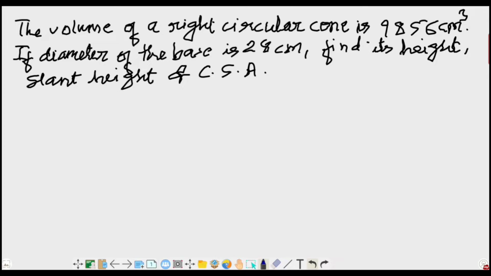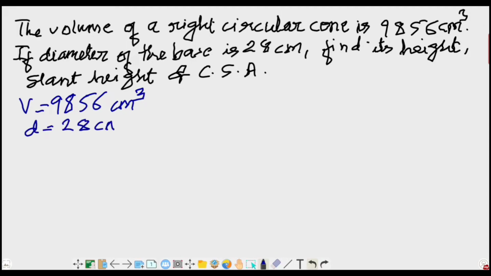Now student, let's solve the next sum. Volume of a right circular cone is 9856 centimeter cube. If the diameter of the base is 28 centimeter, find its height, that is the perpendicular height, slant height and CSA. Now, volume is given 9856 cubic centimeter. Diameter is given 28 centimeter. Radius is half of the diameter, so it will be 14 centimeter.